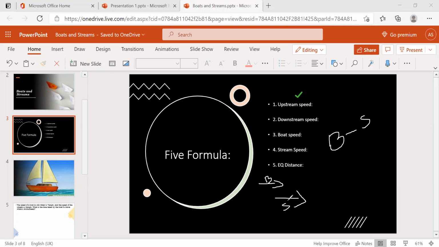So the boat speed is b and the stream speed is s, then the downstream speed will be b plus s. Boat speed plus stream speed. Now this is the second formula. You should know these two, very important. Now the second is also done. Now come to the third one. What is the third one?